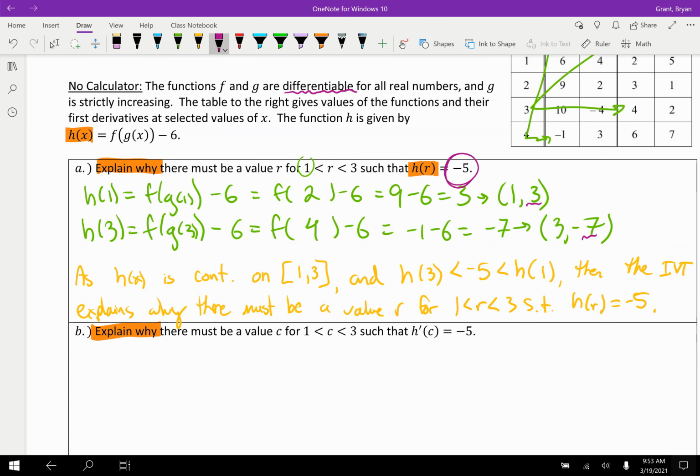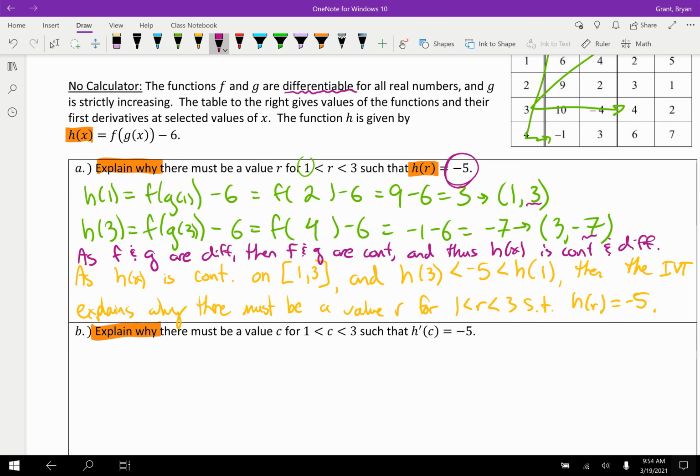And so you actually had to state last year something like, as f and g are differentiable, then f and g are continuous. And I'll even go further, and thus h of x is continuous, and I'll even put and differentiable. Why not? So if you didn't state this part, if you didn't explain how you knew the function was continuous, then you did not get full points on this.